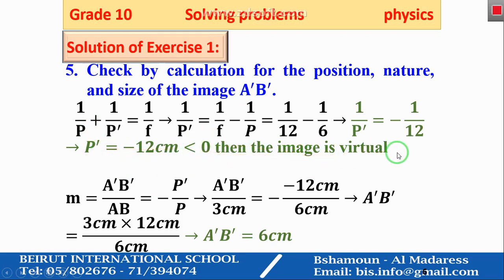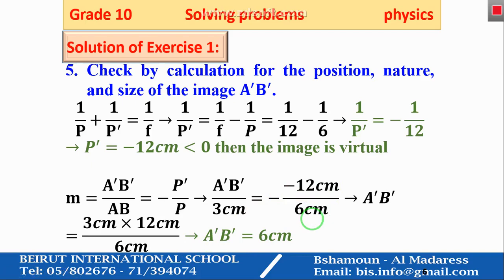Now, to find the size of the image A'B', we use the magnification ratio, which is M equal to A'B' divided by AB, and it's also equal to minus P' over P. P' is calculated, P is given, and AB is given also. So to find A'B', it's equal to 3 times minus 12 divided by 6, and we have a minus in here, so minus and minus will give us plus, which gives that A'B' is equal to 6 cm.